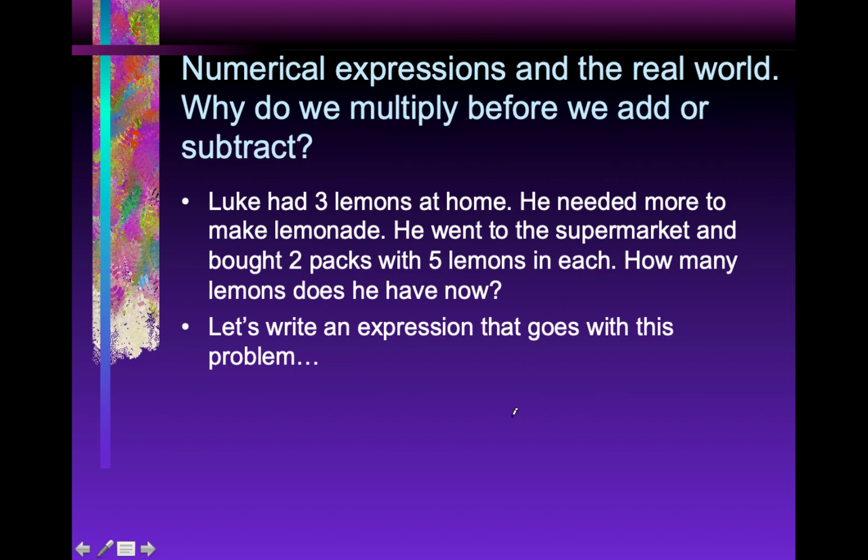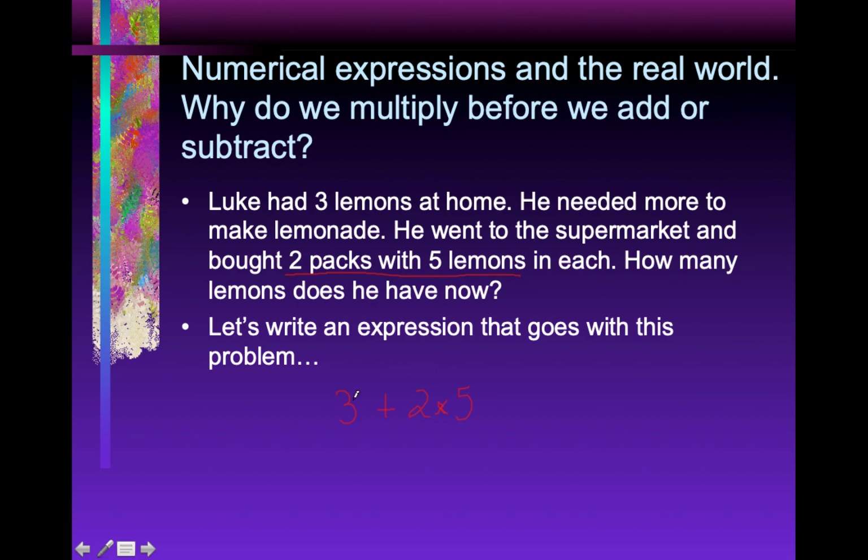Well, I'm not going to solve this. I know you guys can solve this even in your head. But because we're talking about numerical expressions, I want to start practicing writing a numerical expression that represents this problem. So Luke starts with 3 lemons. Here we go. He goes to the supermarket to buy more lemons. I'm going to add more lemons to the amount that he already has. And I know he bought 2 packs of 5 lemons. So I know he bought 10. But I'm not going to solve it yet. I'm just going to represent that here. So if it's 2 packs of 5, he bought 2 groups of 5. And when I put this together, I just created a numerical expression that translates this problem.